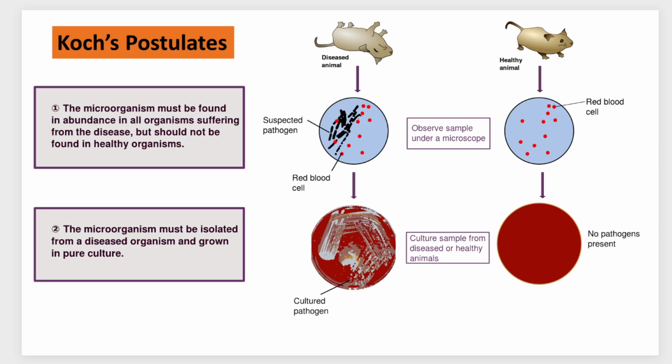His first postulate says that the microorganism must be found in abundance in all organisms that have that disease. Right? If we're going to say this microorganism causes a disease, well, it has to be in the animals that have the disease. If it's not, then that microorganism can't be causing that disease. So that's the first one. The animal has to have the microorganism. Number 2, the microorganism must be isolated from a diseased organism and grown in a pure culture. So you want to know that it's in there. You want to be able to get it out and have it separated from the organism.